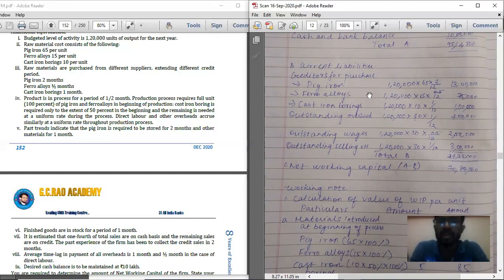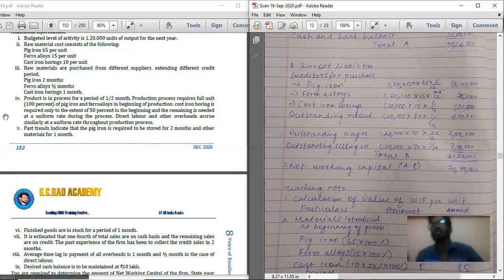Below that, third arrow mark cast iron borings. Calculation column 1,20,000 units into 10 rupees per unit. Cast iron borings is 10 rupees per unit. Into what is the time period given for raw material? For purchasing it from different suppliers, it is 1 month, and for maintaining the stock also it is 1 month.